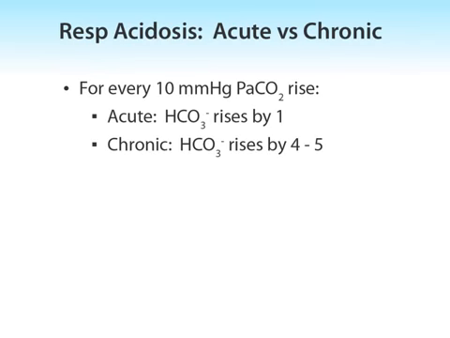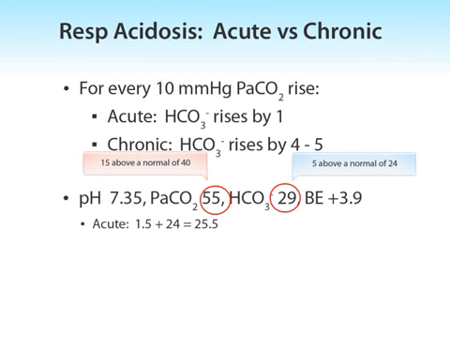Several formulas exist for differentiating acute versus chronic respiratory acidosis. Barish states that for every 10 rise in carbon dioxide, bicarbonate acutely rises by 1. In chronic disorders, bicarbonate rises 4 to 5 for every 10 rise in carbon dioxide. Let's apply these numbers to our first ABG. The patient had a carbon dioxide of 55 and a bicarbonate of 29. In acute respiratory acidosis, bicarbonate should rise by 1 for every 10 rise in carbon dioxide.